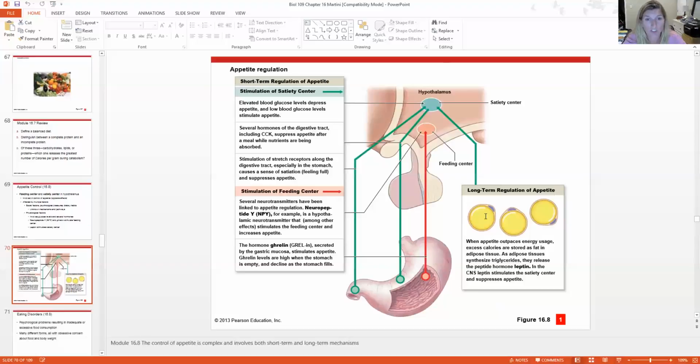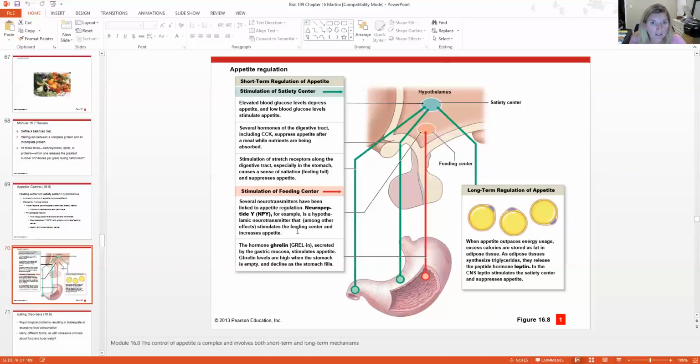You have short-term regulation and long-term regulation. The short-term regulation through the satiety centers: elevated blood glucose levels are going to depress the appetite. Low blood glucose levels are going to stimulate the appetite. Hormones in the digestive tract, like CCK, suppress appetite after a meal, and stimulation of stretch receptors in the digestive tract are going to suppress the appetite as well, causing that sense of feeling full.